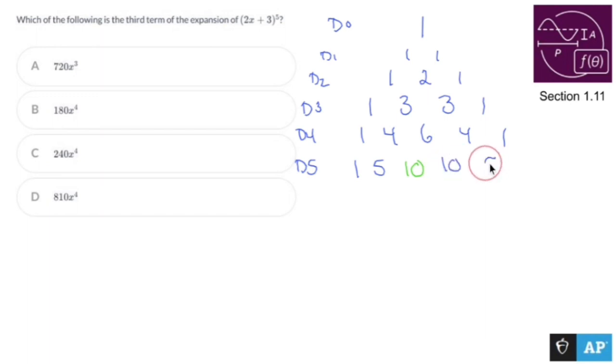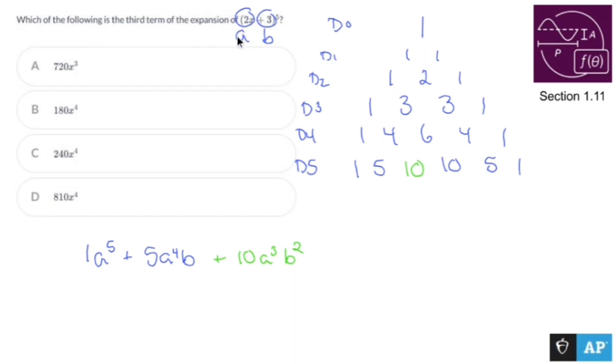10, 5, 1. You basically set this guy as your A, set this guy as your B, and you kind of go along with the motions. So D5 is going to be 1A to the fifth, plus 5A to the fourth B. And then here's where it gets very important, plus 10A to the third B squared. Now I can keep going, but I don't need to.